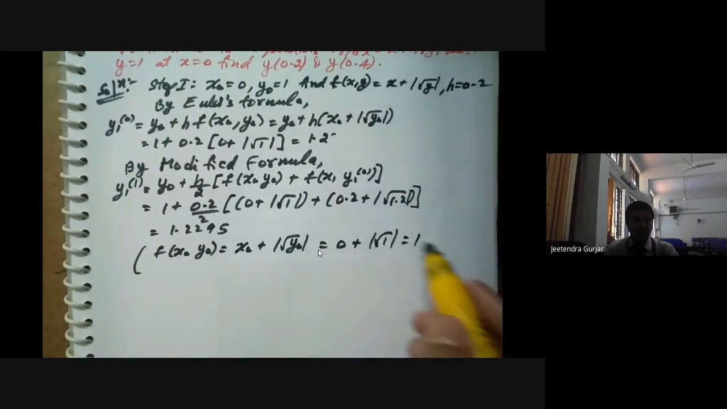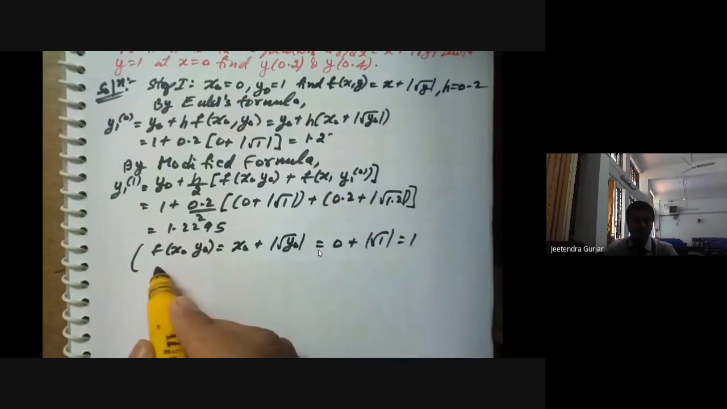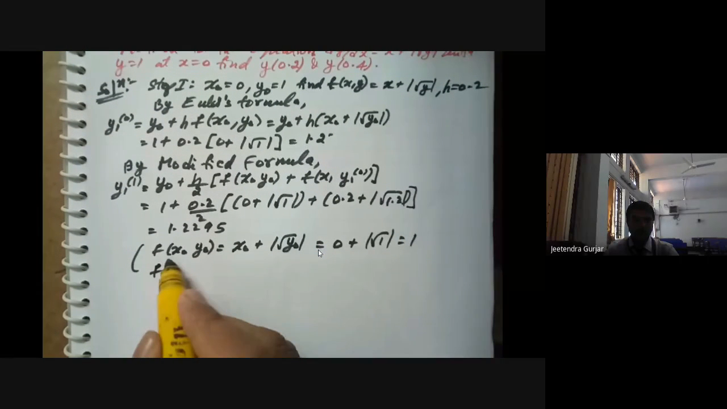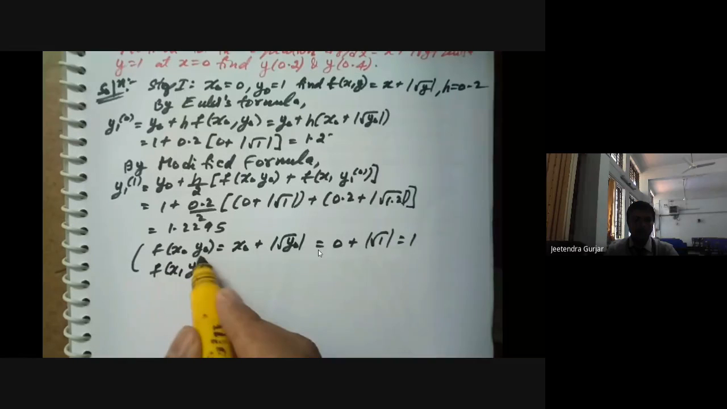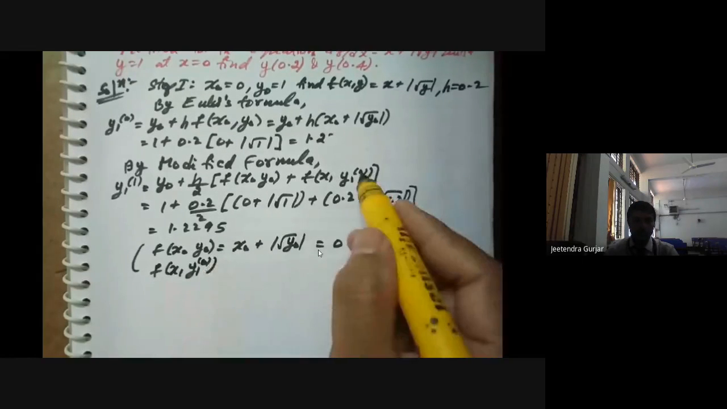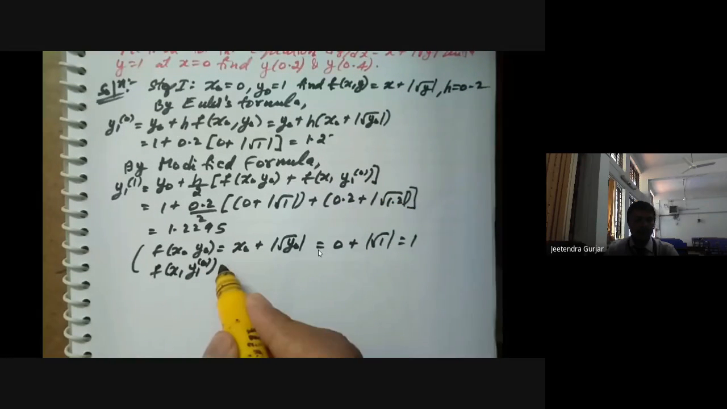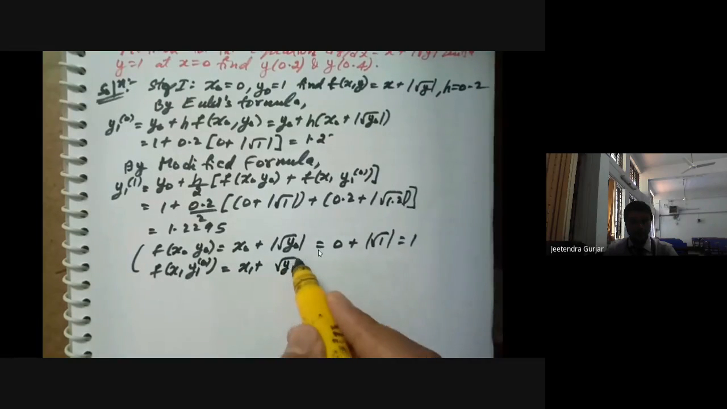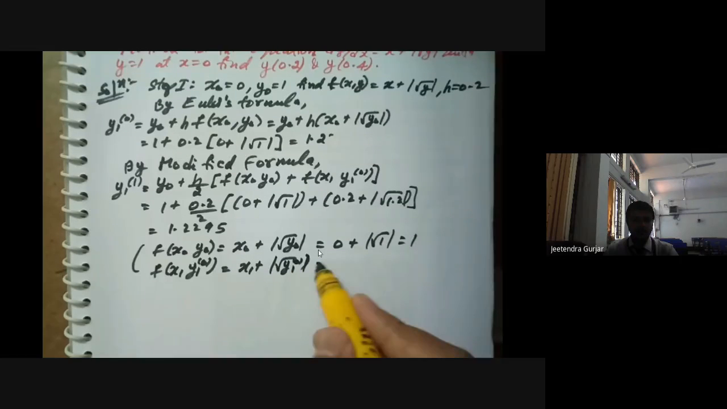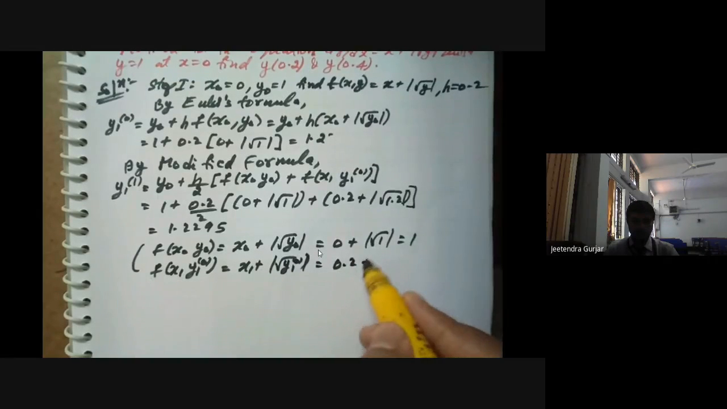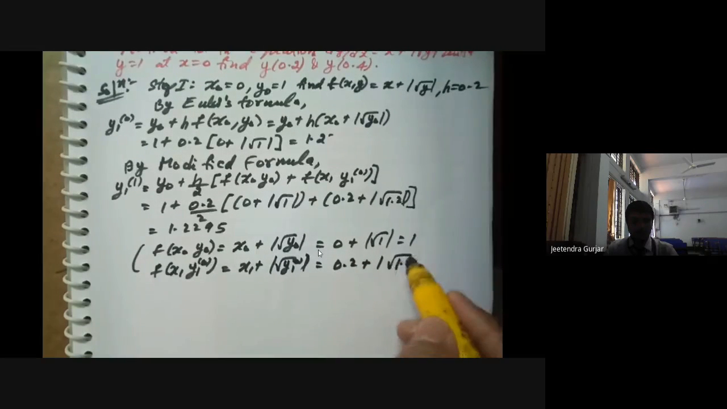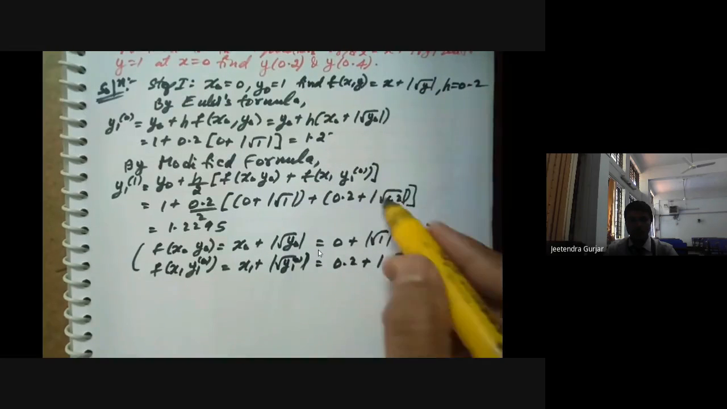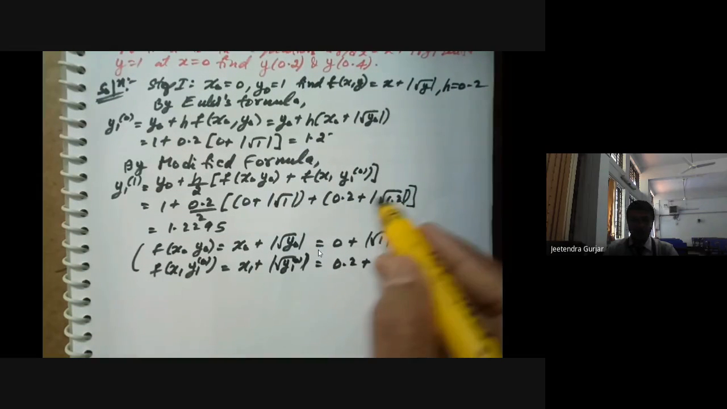And next f of x1 comma y1 raised to 0. So what will be y1 raised to 0? It is 1.2. So substitute the values. This function is going to become x1 plus modulus of square root y1 raised to 0. So just for your sake, I am simplifying this in a simple way. So this is going to become 0.2 plus modulus of square root 1.2. So like this, you have to simplify these functions.